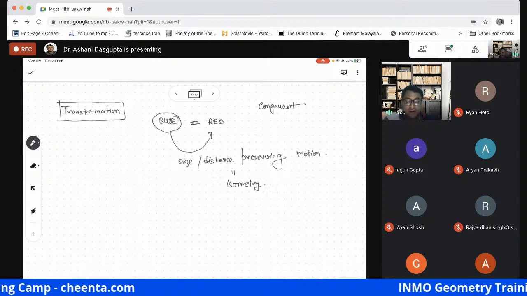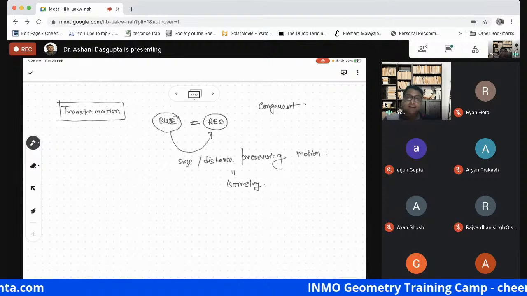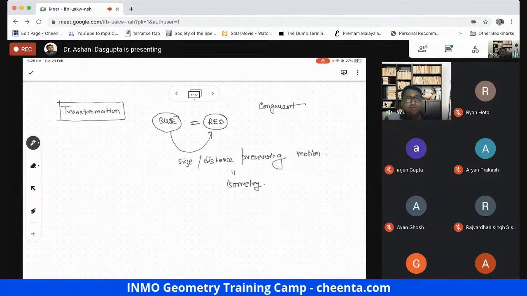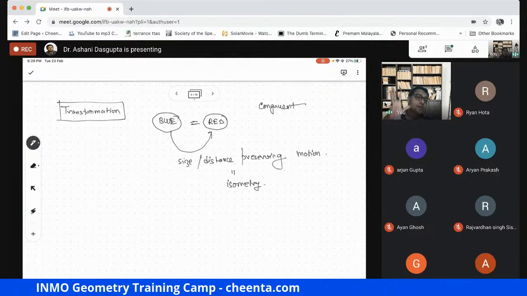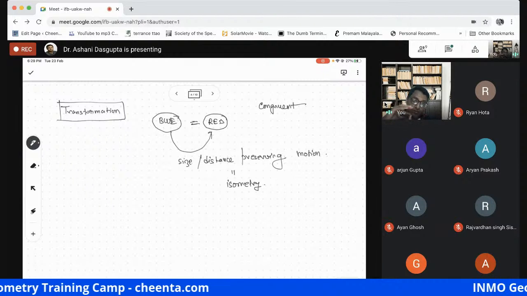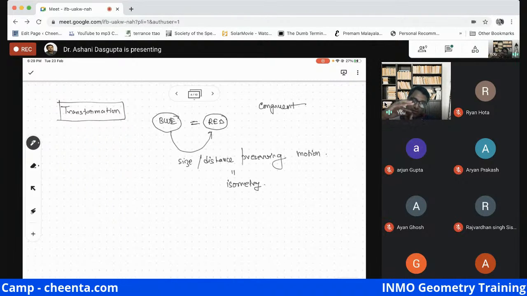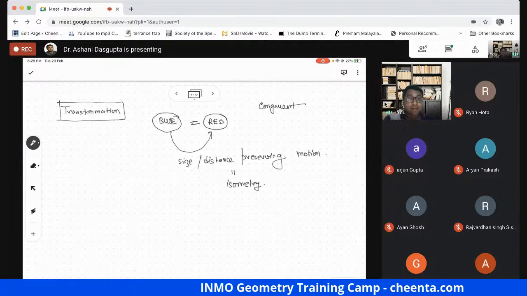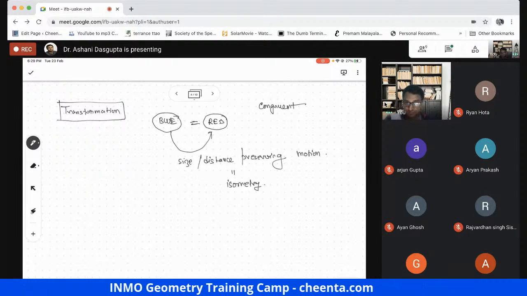If you can do that, if you can put the blue on the red, then that would be great, because you have to be convinced that you're putting it exactly on the red. So if that happens, then you would be able to say that the blue is exactly congruent to red.